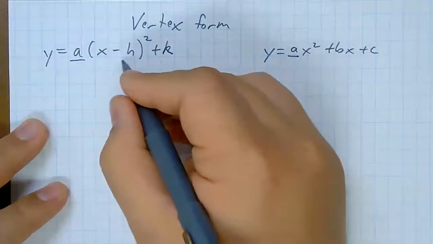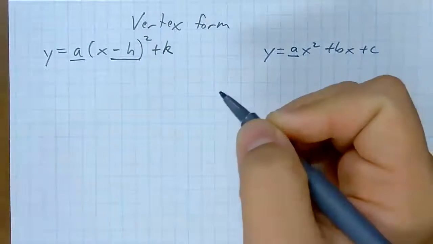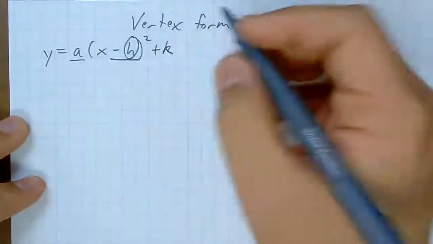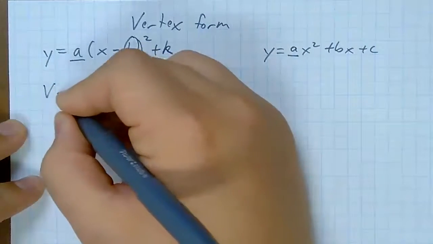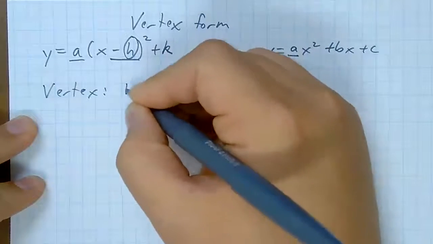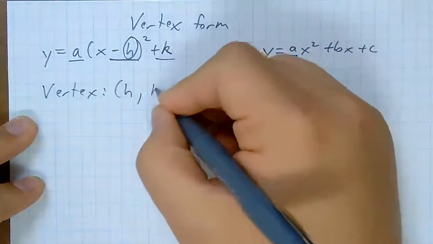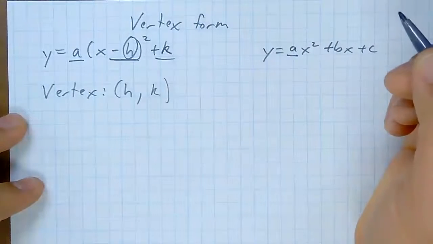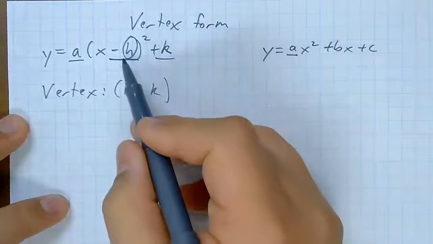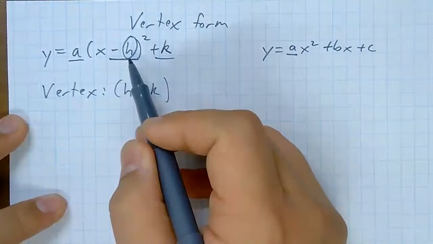Secondly, I want to point out we have x minus h. That minus sign is part of the equation, so it's minus h. If we're talking about our vertex, h is the x value of our vertex, which makes k the y value of the vertex. H is the x value, k is the y value. You need to remember, though, this negative is part of the equation, not part of the h.